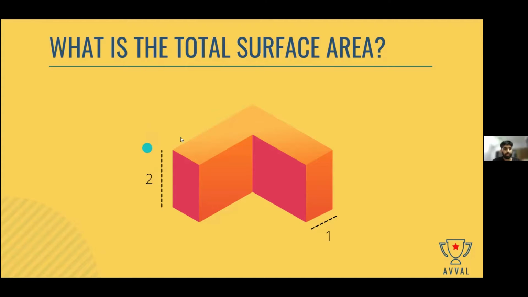It's a rectangle, it's not a square, because the sides are 2 and 3. So the area is 6. 2 into 3 is 6.